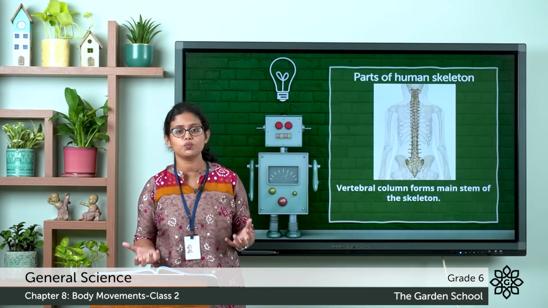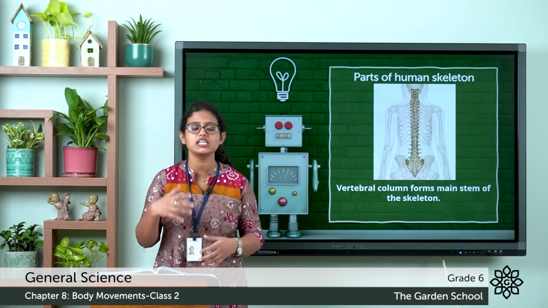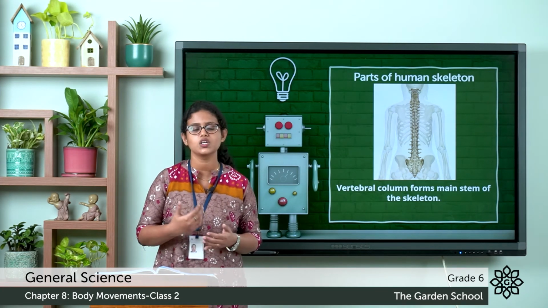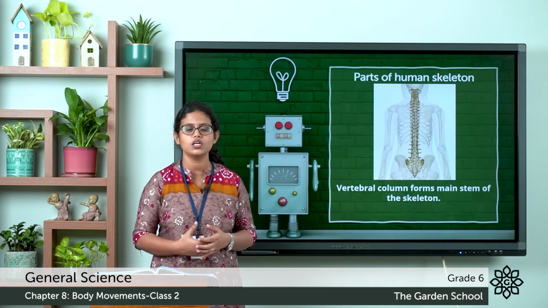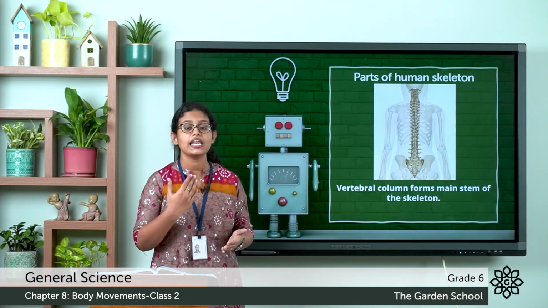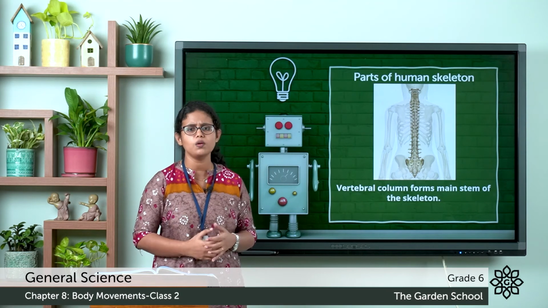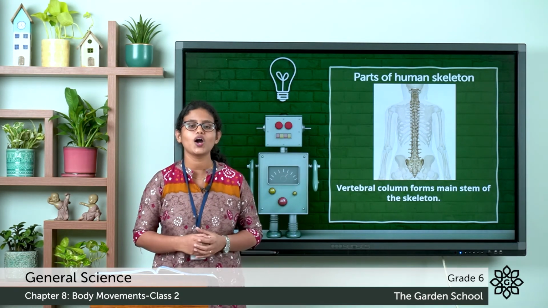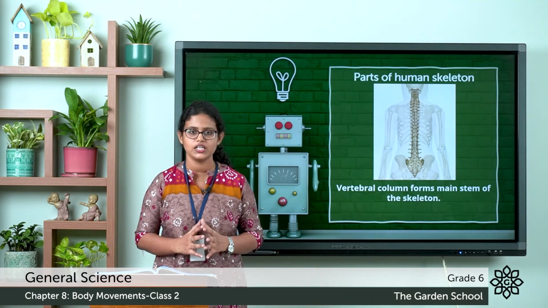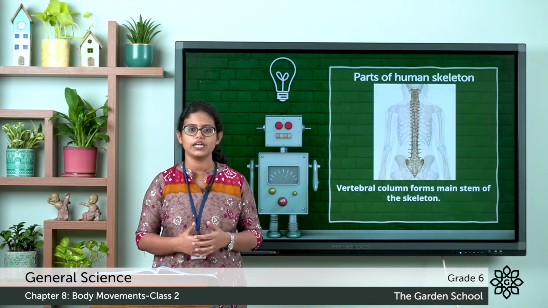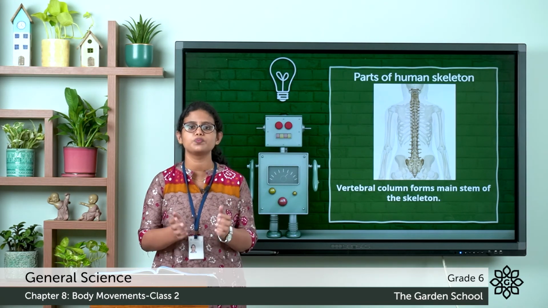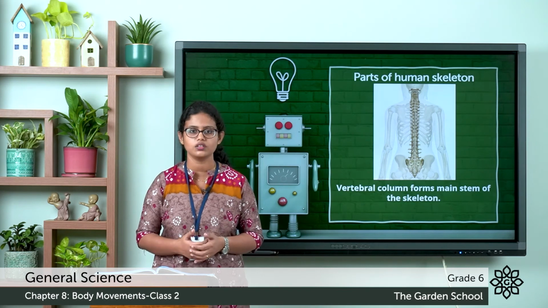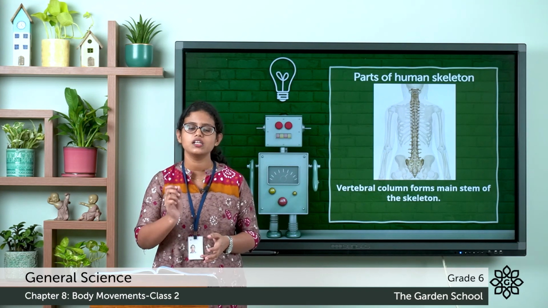We all are able to bend our body. That is because of this flexible column of bones, the vertebral column. The vertebral column is S-shaped and it consists of 33 small bones. And what do we call them? We call them vertebrae. So these 33 vertebrae together form the vertebral column. And the vertebral column protects the fragile spinal cord.